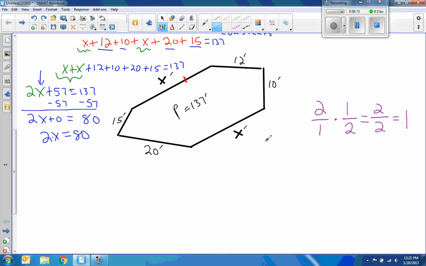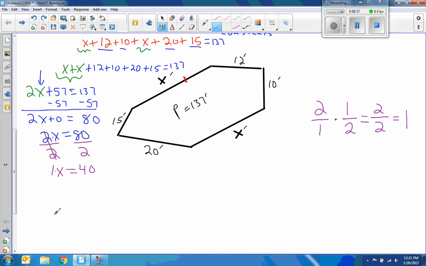So in order to make 1, this is 2, so I have to multiply by a half. Multiplying by a half is the same as dividing by 2. Divide both sides by 2. 2 divided by 2, as I said, is 1. 1x equals 80 divided by 2, which is 40. The 1 is not necessary because 1 times anything is that anything.